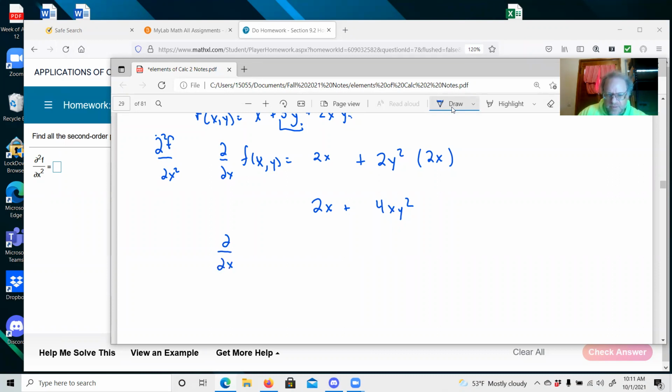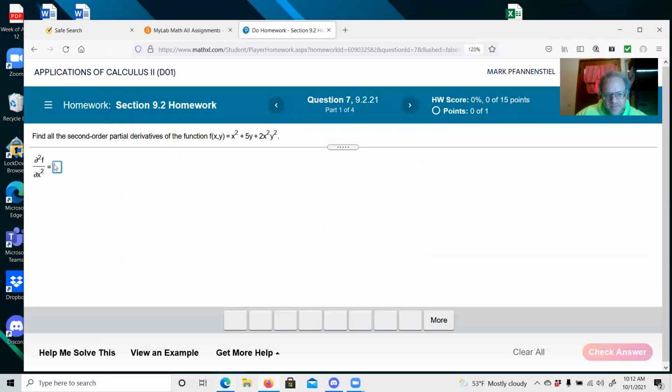Okay, so we're taking this derivative of df dx. This is equal to d squared f dx squared. We're taking the derivative with respect to x. That's going to be 2, and then plus, we take the derivative here, it's just going to be 4y squared. All right, that's what we have there. So that's 2 plus 4y squared.